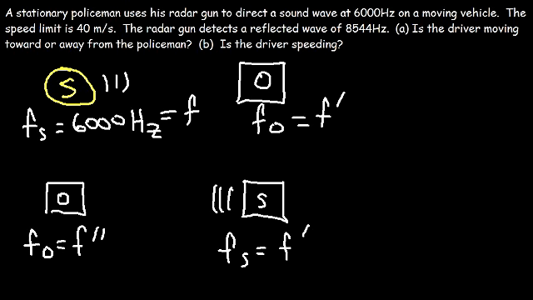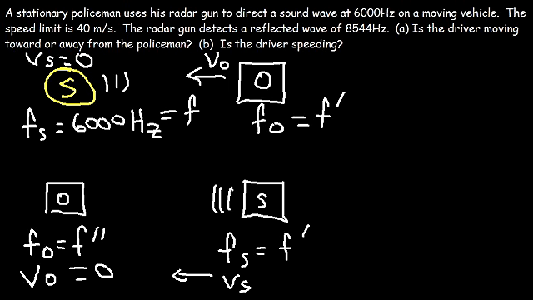Now the observer, we don't know how fast he's moving towards the policeman. The policeman is stationary, so Vs is 0. In the second part, Vs is VO, so VO is 0. And VO in the first part is Vs in the second part. So let's write our equation. FO equals Fs, or F prime equals F times V plus or minus VO divided by V minus plus Vs.